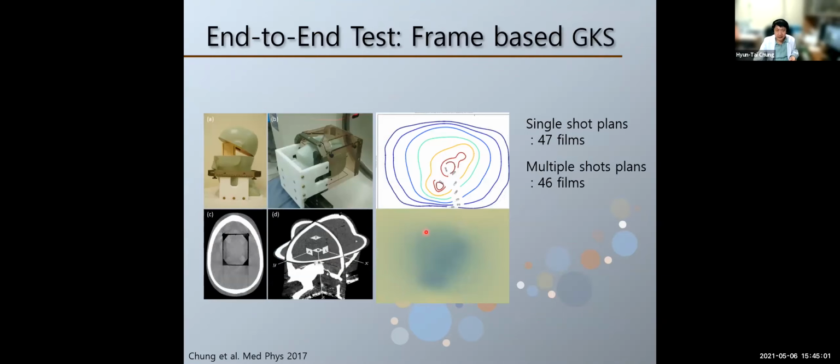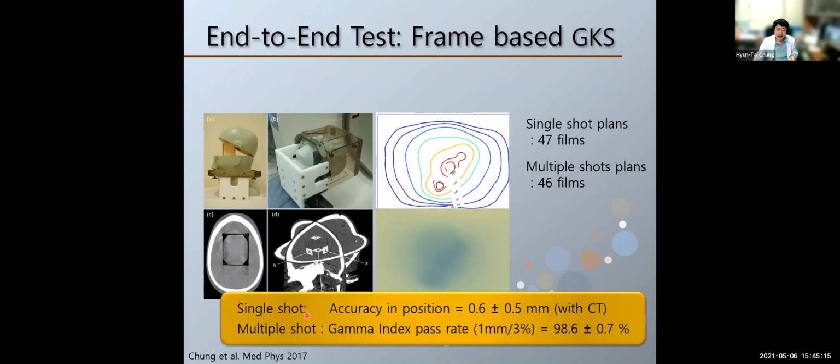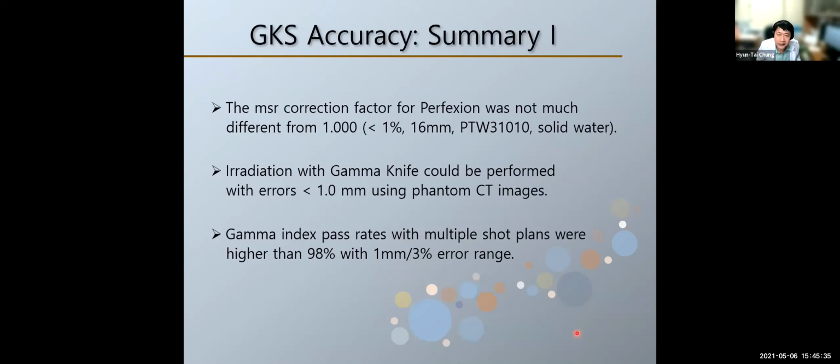This is the same, and this is the plan we used. We used 47 films for the single shot plan and 46 films for multiple shot. From the single shot, we found the accuracy in position was 0.6 millimeter, and the standard deviation is not small. From the multiple shot, the gamma index pass rate is about 99%. It's very good.